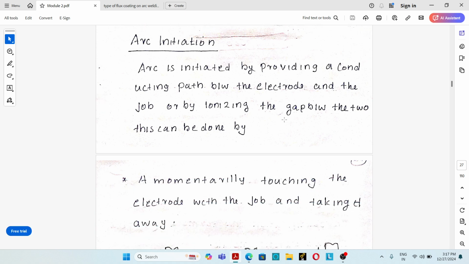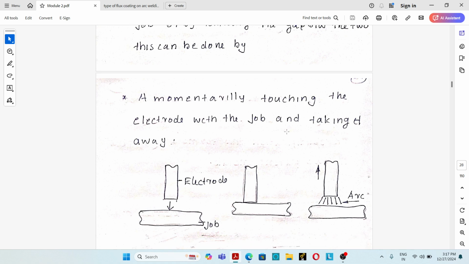Now, arc initiation: how is the arc initiated in an arc welding process? The arc is initiated by providing a conducting path between the electrode and the job, or by ionizing the gap between the two. This can be done by several methods.